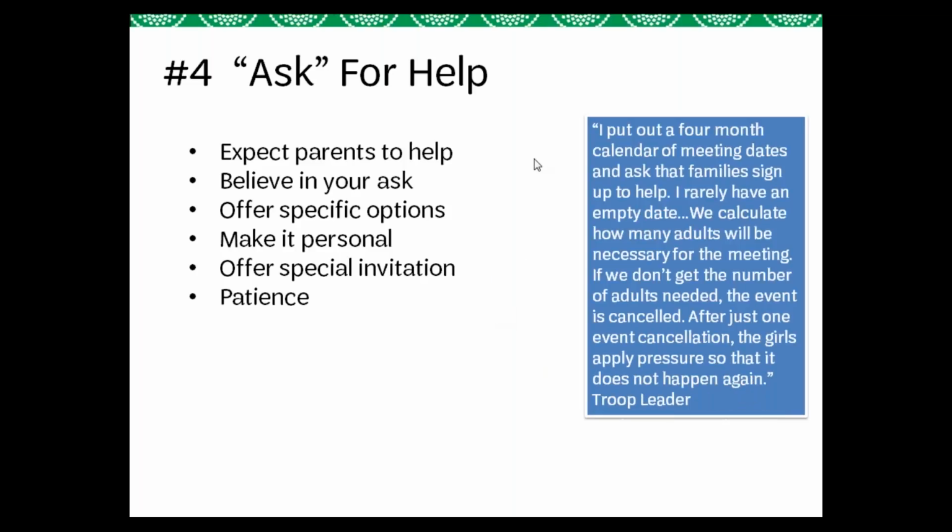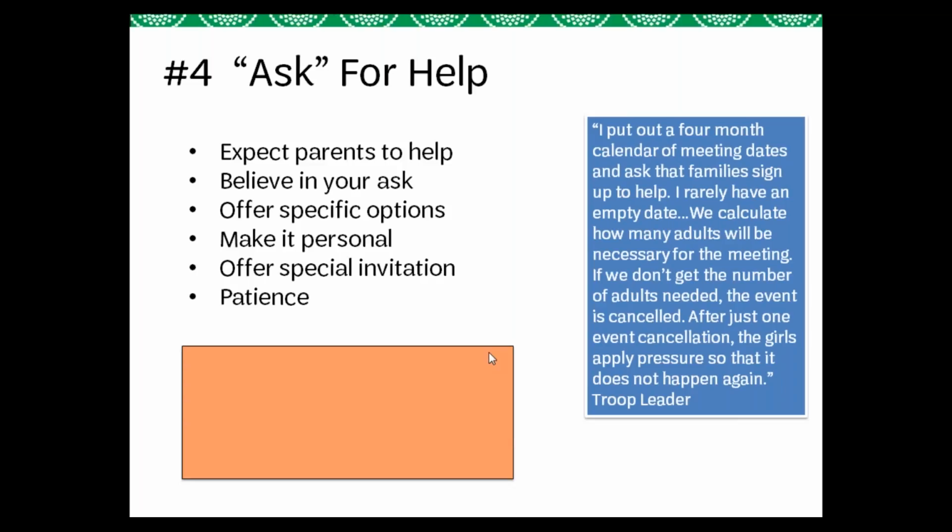So, for example, this particular person puts out a 4 month calendar of meetings. They ask the family for help. It works for them. They figure out how many adults they need based on the adult to girl ratios. If there's not enough adults to help, then some events unfortunately may be canceled. But usually when girls are disappointed with that, it'll apply a little pressure on parents so that that does not happen again.